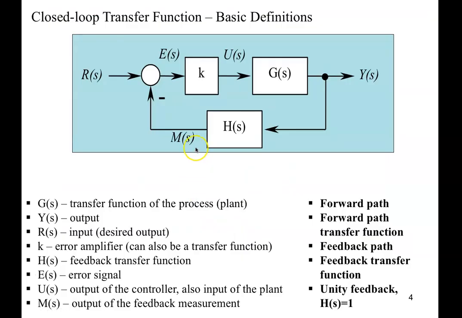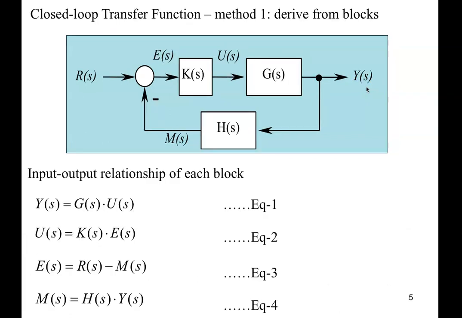But for the time being, say I want to define the relationship between RS, the overall input, and YS, the overall output. Say that's what we want to do. Say that's our step number 1. Now to do this, first of all, I need to establish the input and output relationship of each individual block. So for the plant GS, its input US times GS equals YS. That's my equation number 1.